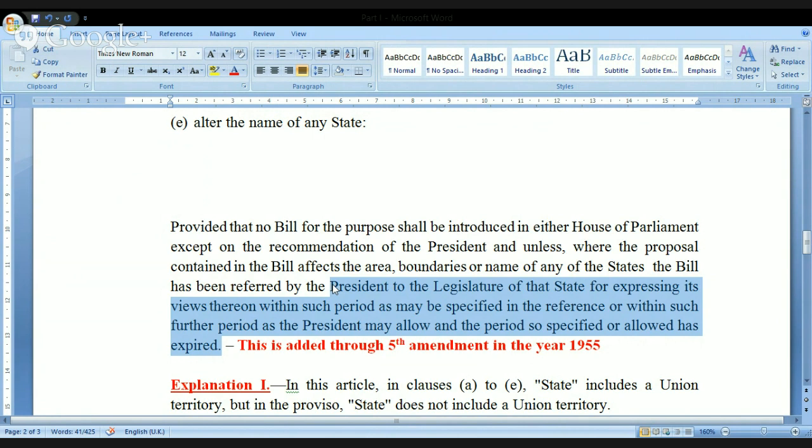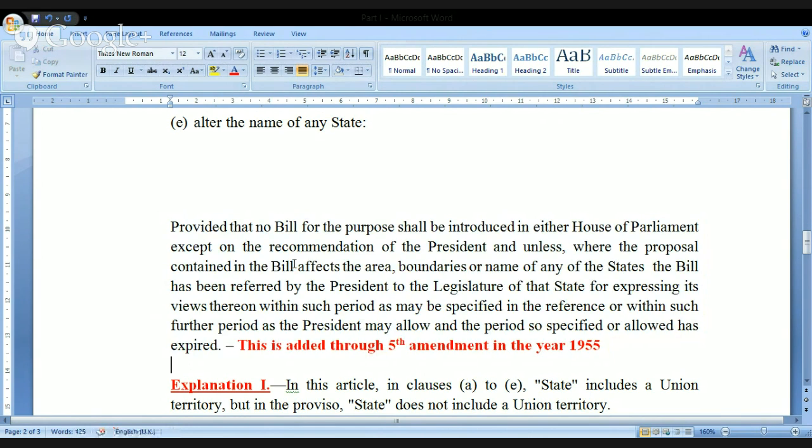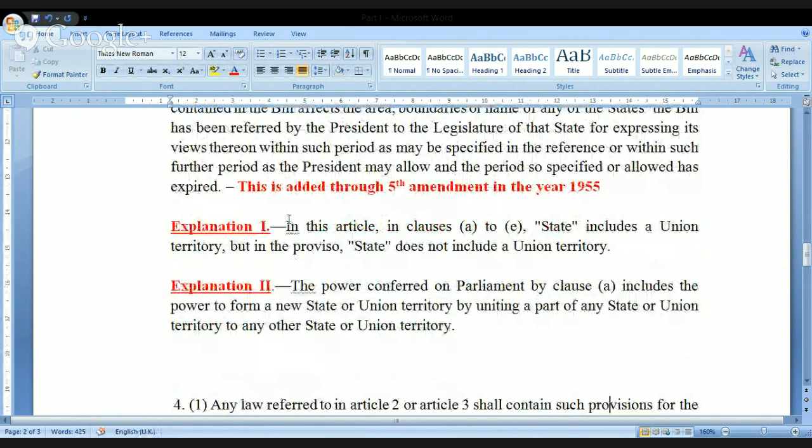Is it okay? And whatever I am showing it to you on the screen, this particular paragraph, originally it was not a part of the Indian Constitution. It has been added through the 5th Amendment of 1955. Okay. Of course, some explanation is also given here. Just a simple point. You can have a look at this. In this Article 3, in clauses A to E, state includes a union territory. But in the provision, state does not include a union territory.